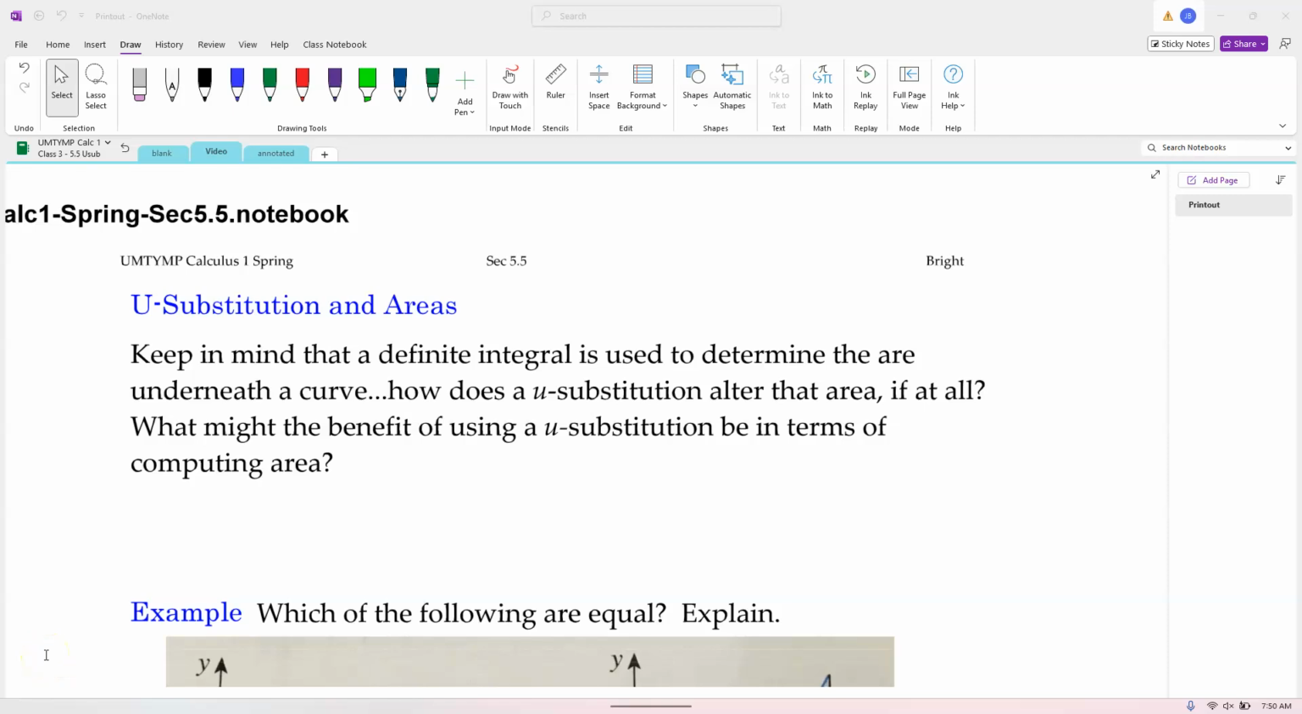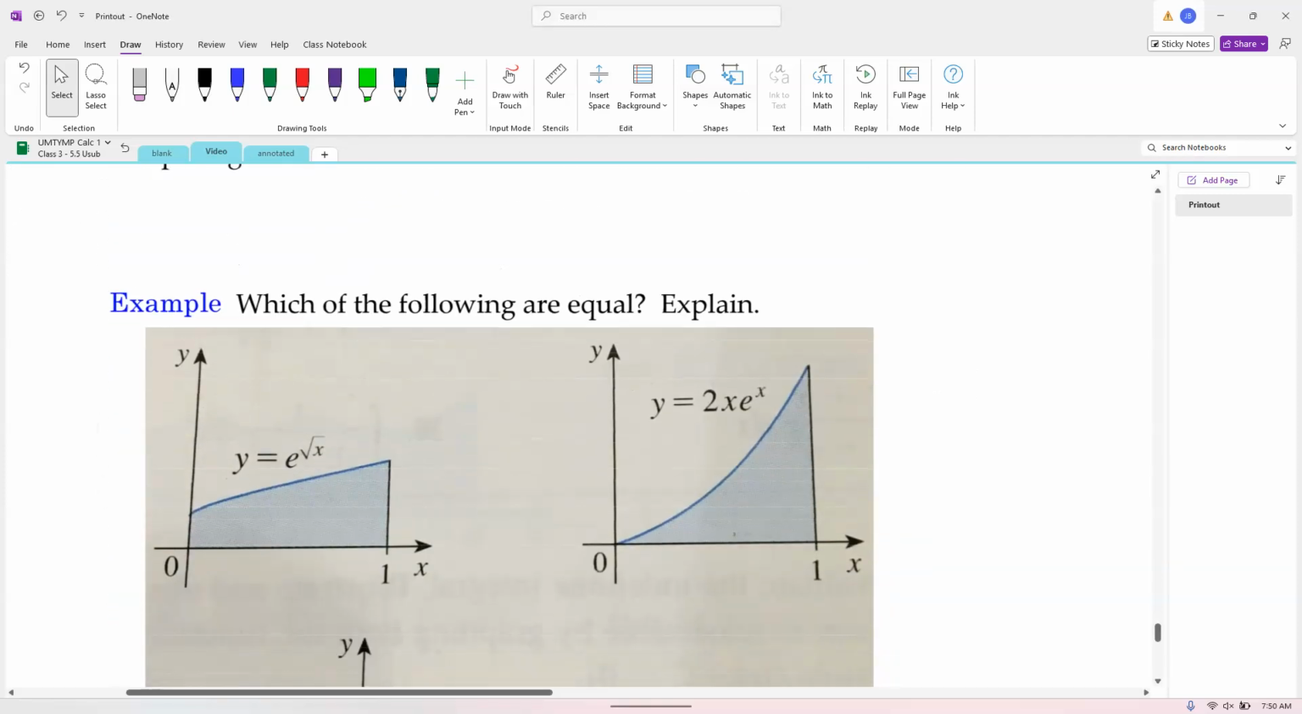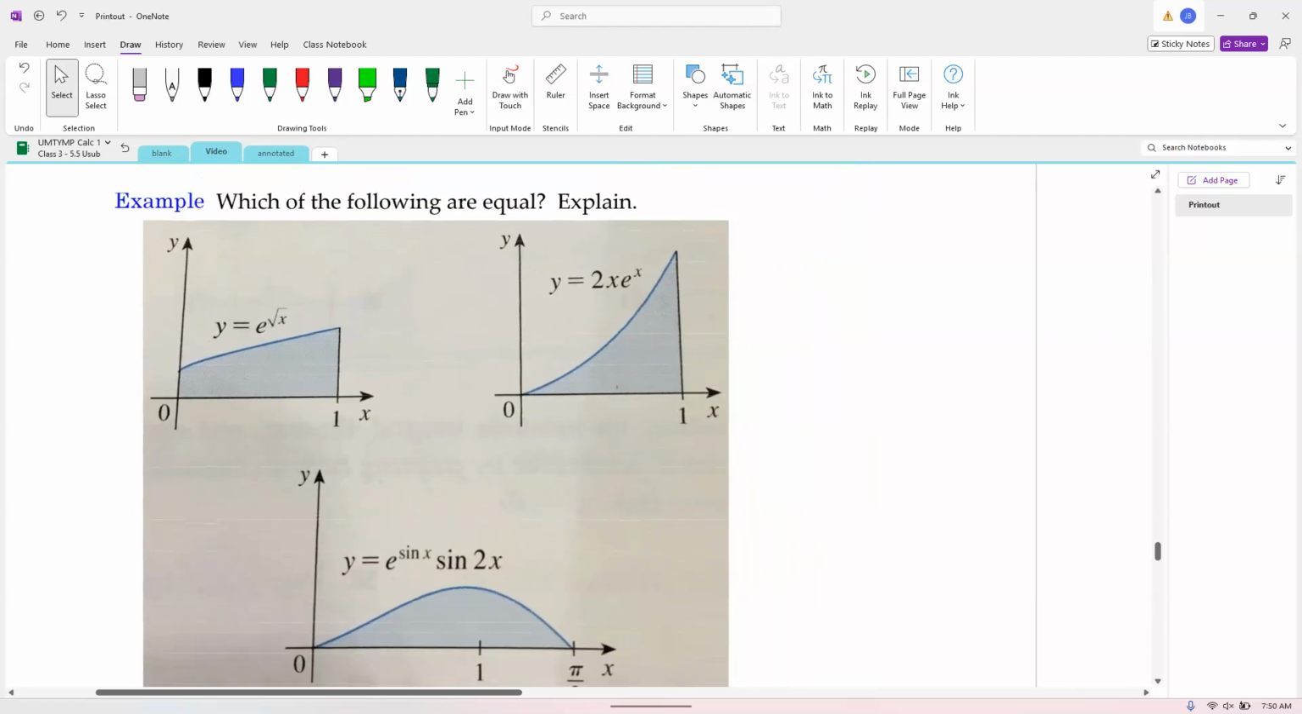All right, and I kind of previewed this at the end of the last video, but remember that every definite integral represents an area underneath a curve, right? And so the only question is, we learned about u substitution. How does that impact the area? And so let's maybe look at that in this example, okay?